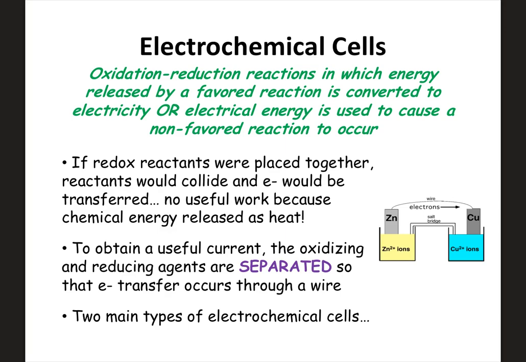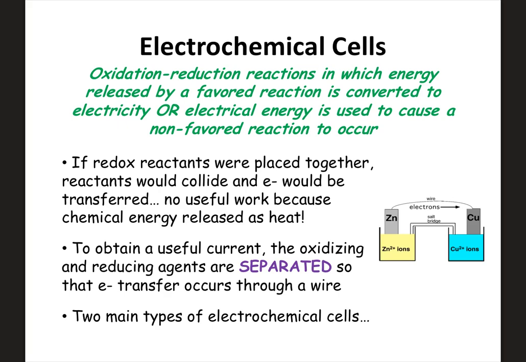So electrochemical cells here are just when you have these oxidation reduction reactions, and you're going to have energy being released by a favored reaction. In a favored reaction, we are going to convert that energy into electricity. Or we could use electrical energy, electricity, to cause a non-favored reaction to occur. So these are just oxidation reduction reactions. If it's favored, we're going to generate electricity. If it's a non-favored reaction, we're going to use electrical energy to cause that reaction to occur.